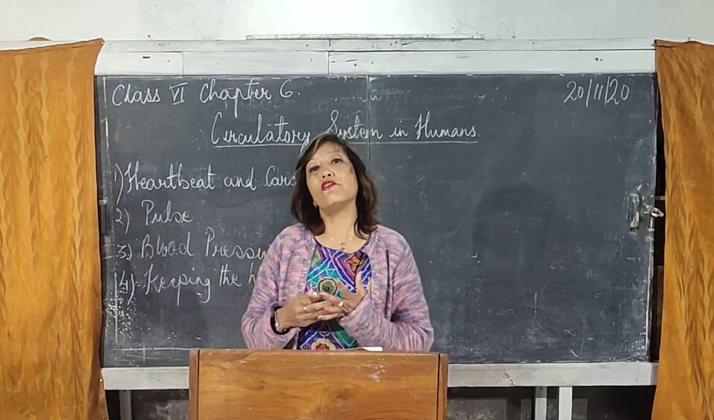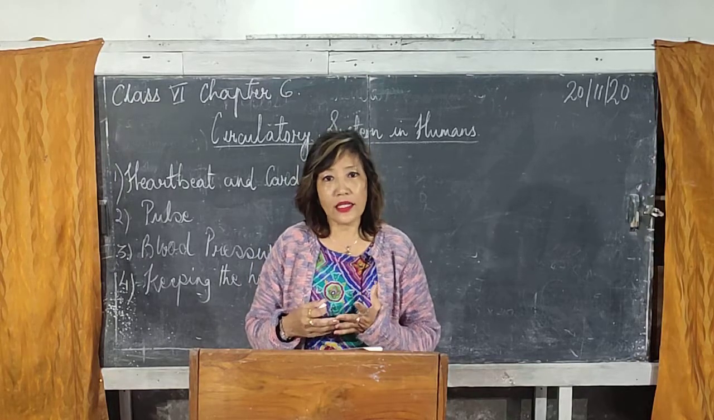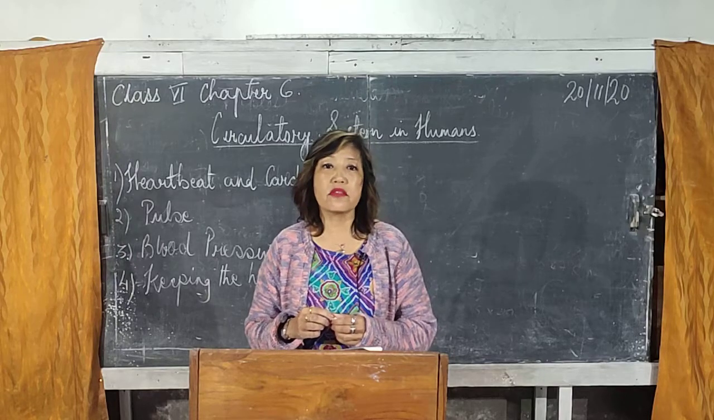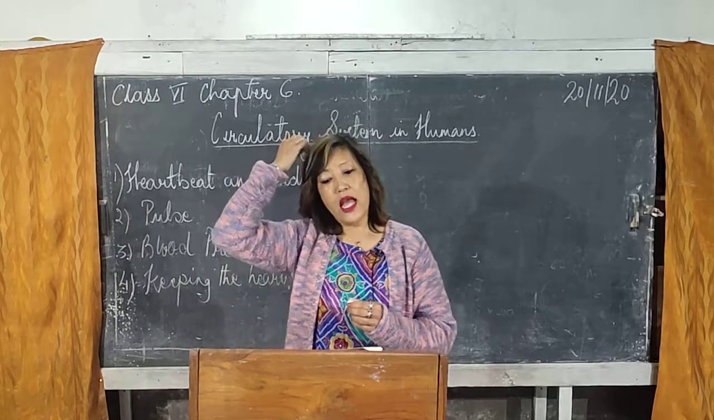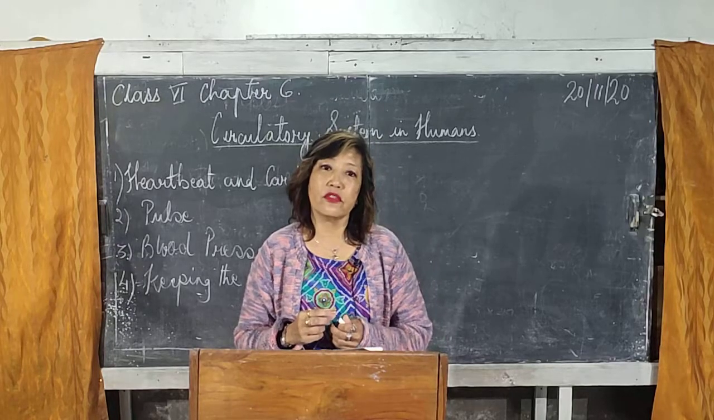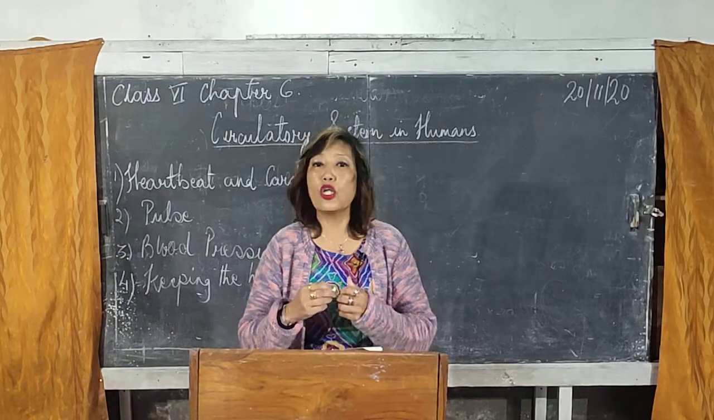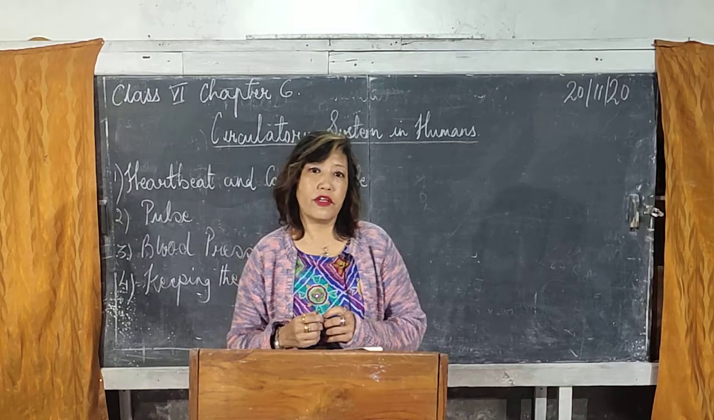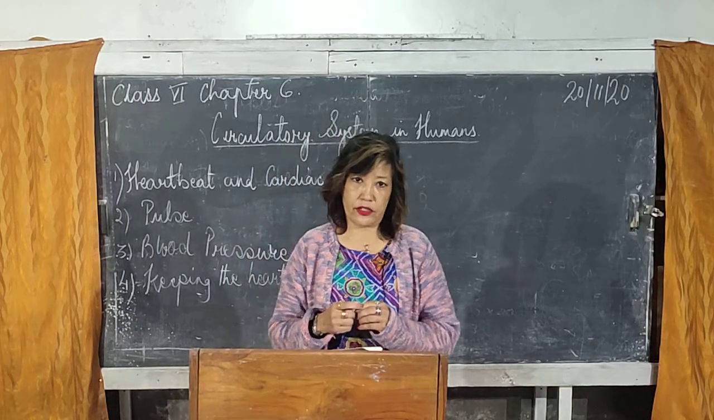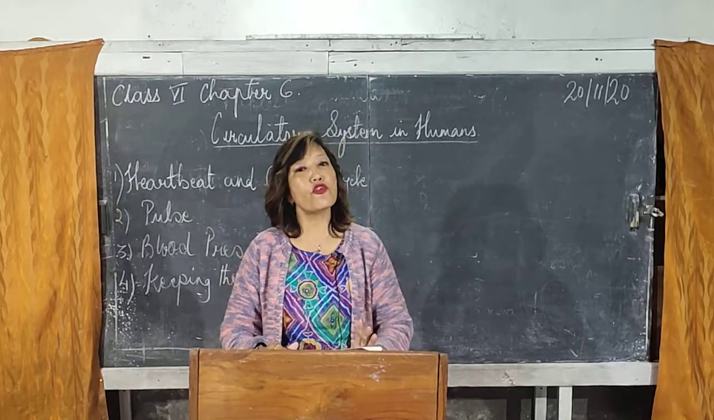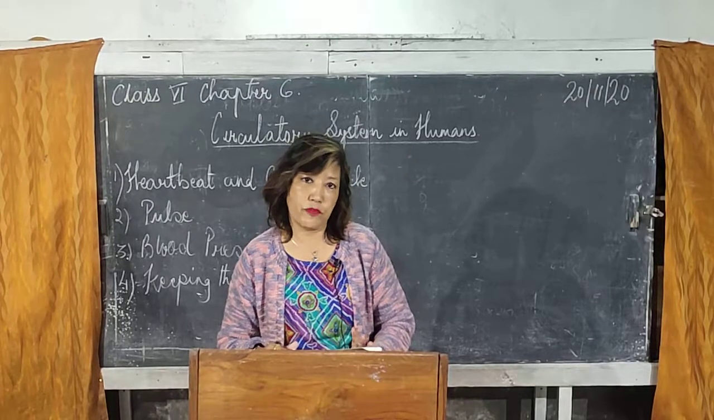Now children, you have already learned that the heart is divided into 4 chambers, auricles and ventricles. The upper portion of the heart are auricles, left auricle and right auricle, and the lower portion of the heart are ventricles, left ventricle and right ventricle. So what is heartbeat then? There are 4 stages of heartbeat.